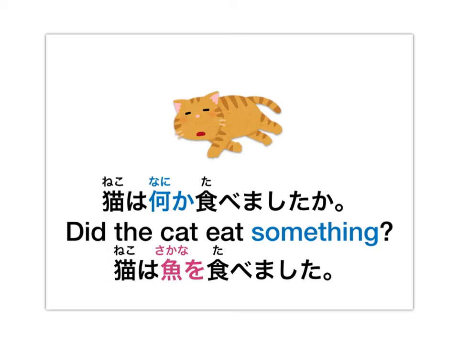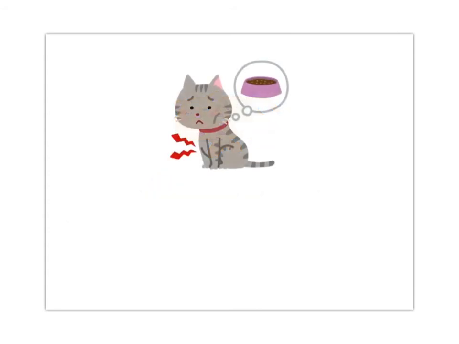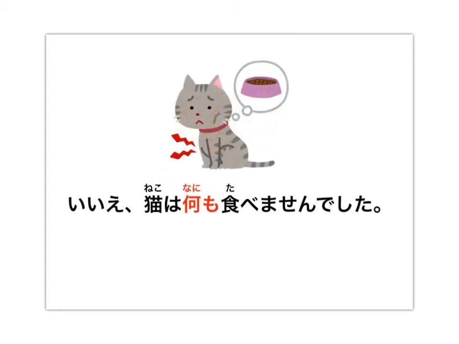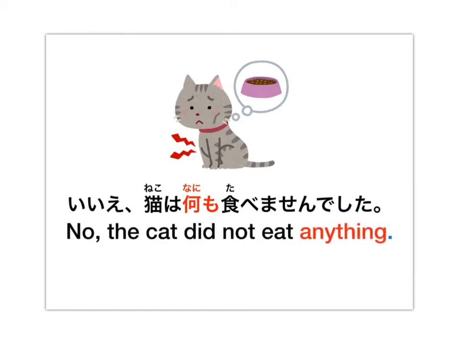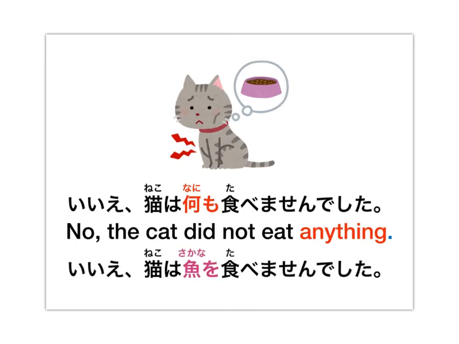For our last example, let's imagine someone asked us this question. Neko wa nanika tabemashita ka? Did the cat eat something? To answer, if you knew that he didn't eat anything, you'd use the negative here, nanimo, for nothing, and say, iie, neko wa nanimo tabemasen deshita. No, the cat didn't eat anything. The key point again here is that the word that would normally come there, that is to say, sakana o, is replaced by the word nanimo.